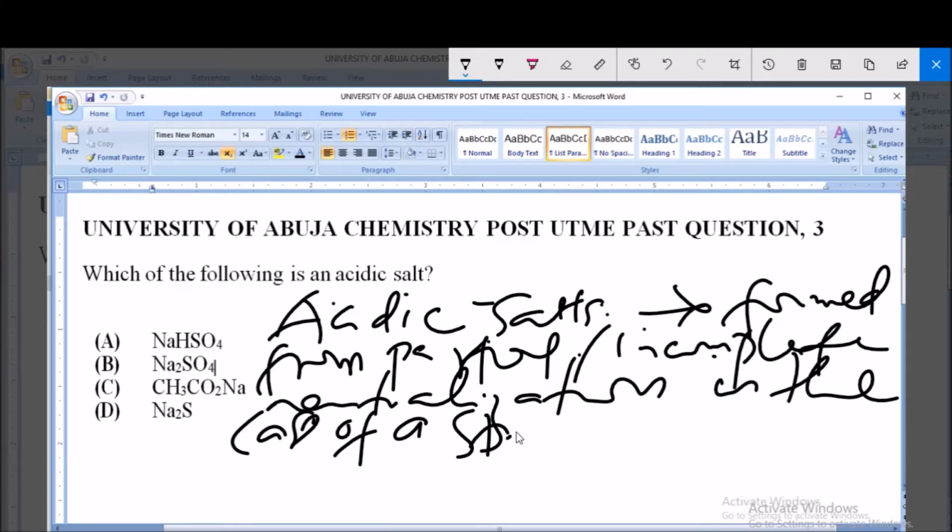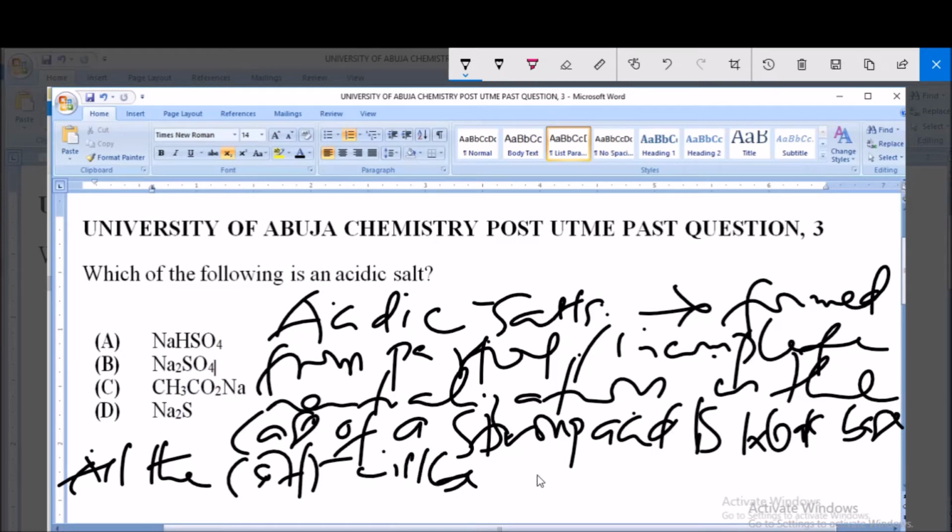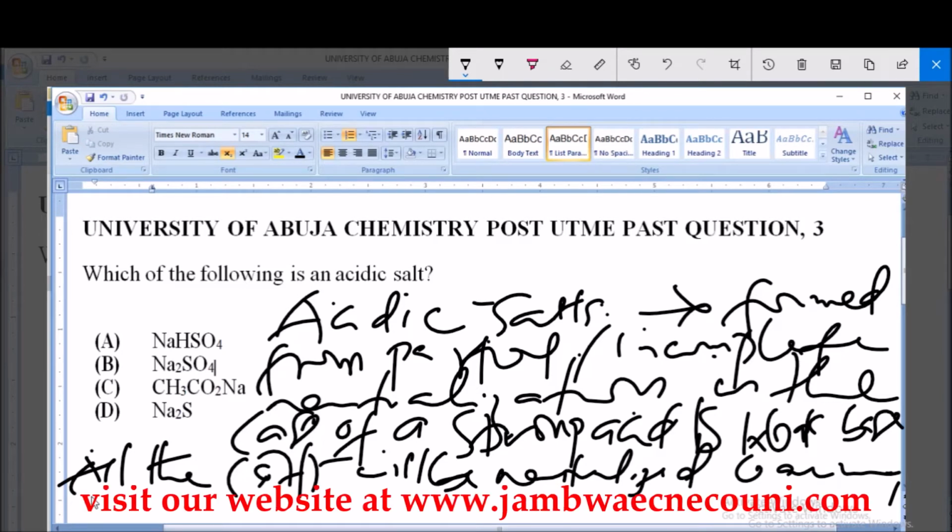a strong acid and a weak base. Now, if we have a strong acid and a weak base, you notice that all the hydrogen ions are not neutralized. Due to the fact that the base is weak, you notice that all the hydroxyl ions of the base will be neutralized, leaving some unneutralized hydrogen ion.